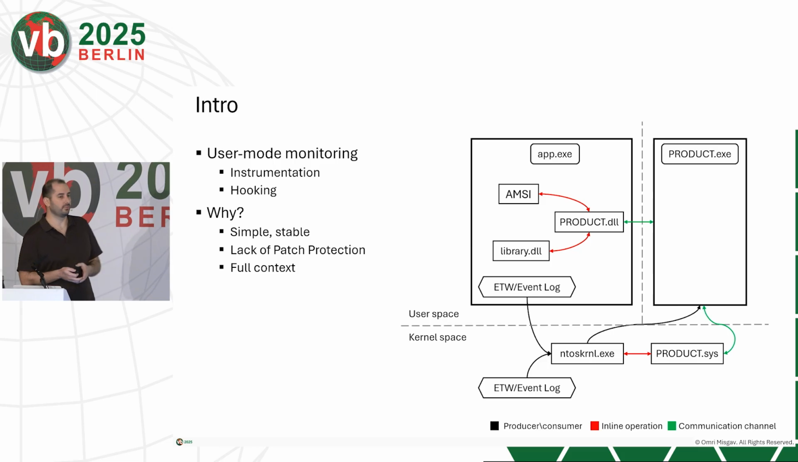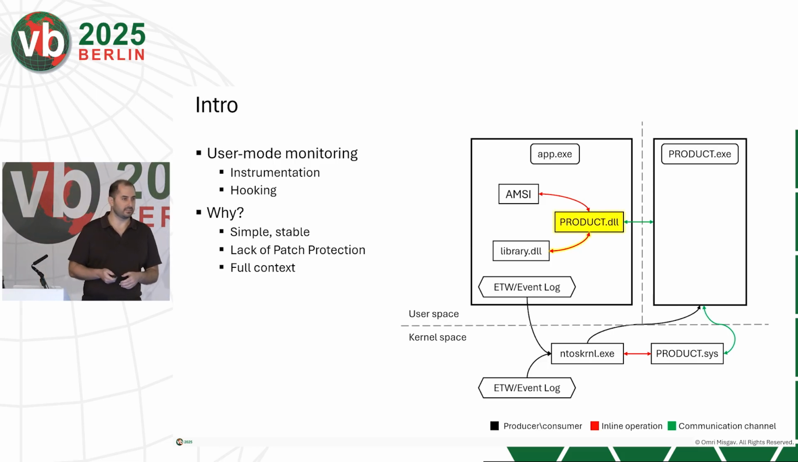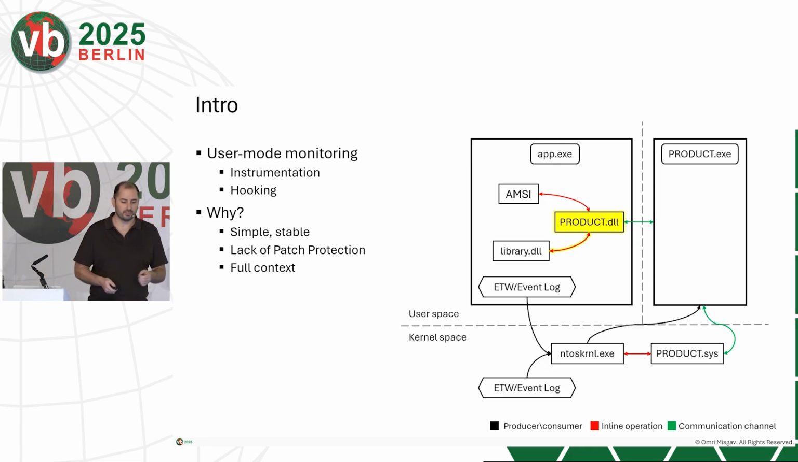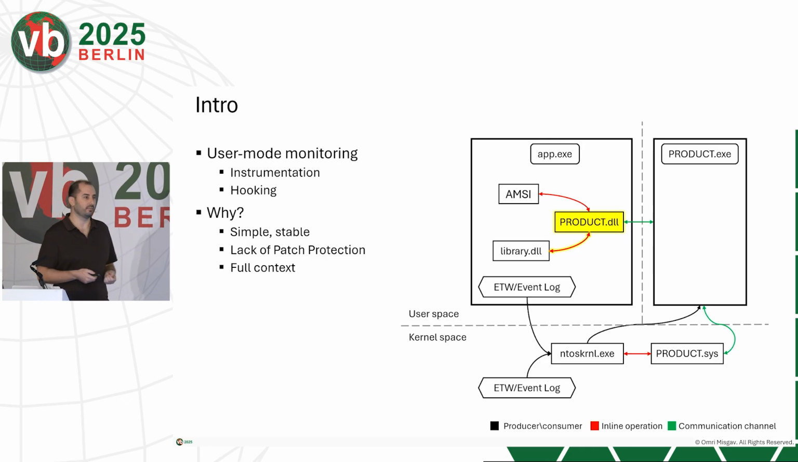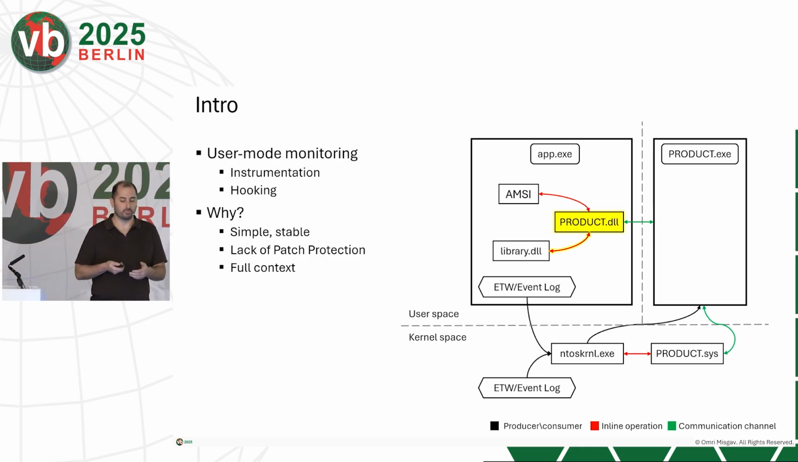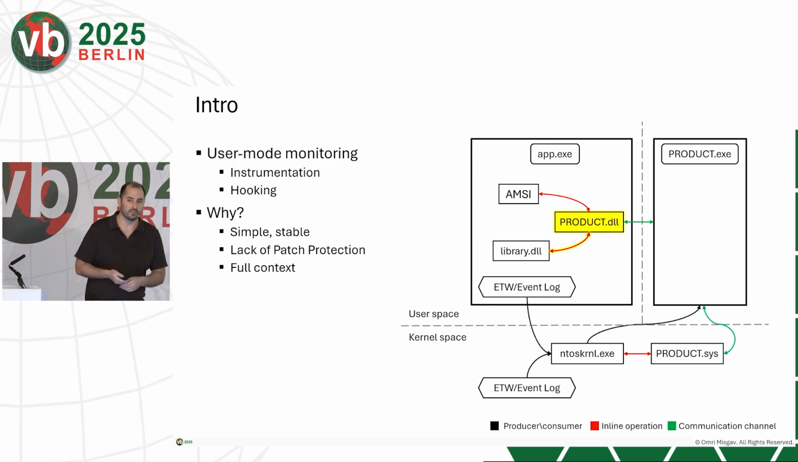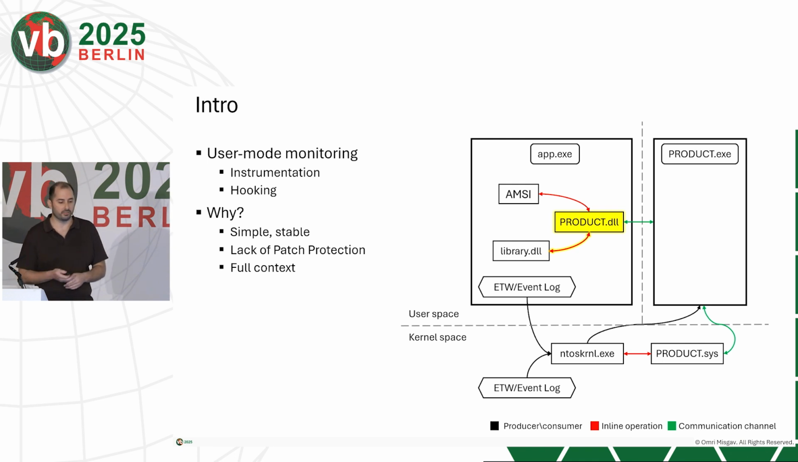So what is a user mode protection engine? Basically, it's a component that is injected into user mode processes. User mode monitoring is possible in two ways. Either instrumentation, which basically means that the software package is already modified by the software provider to provide the vendors with some capabilities, or monitoring can be done in user space via hooking. That is done at runtime by the vendors themselves.